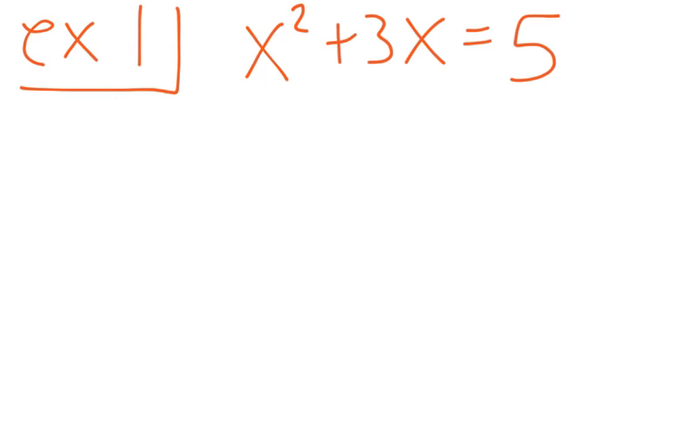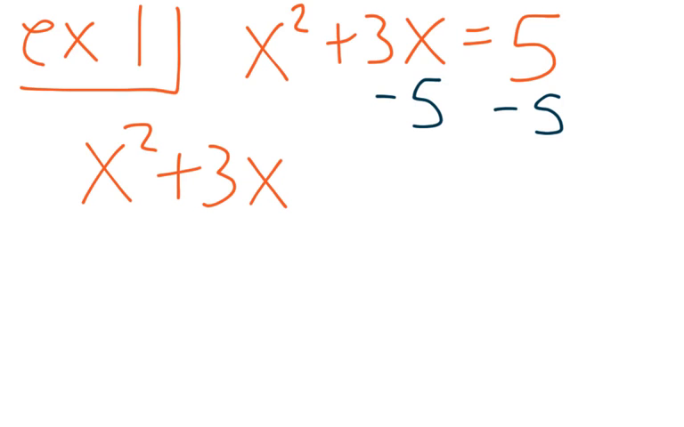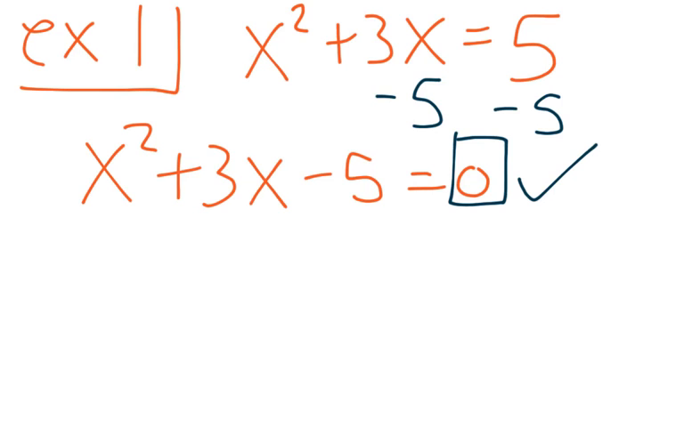Here's my equation, x squared plus 3x equals 5. Hopefully by now you know the first step. You want to get everything on the same side, so I subtract 5 from both sides. This way the second line of the equation is x squared plus 3x minus 5 equals 0. For the factoring method, the graphing method, and this method, you want everything on the same side equal to 0. Check. Now I can move on.